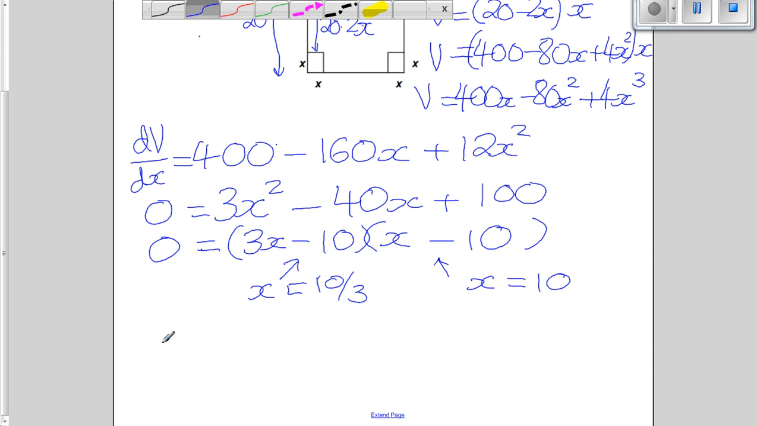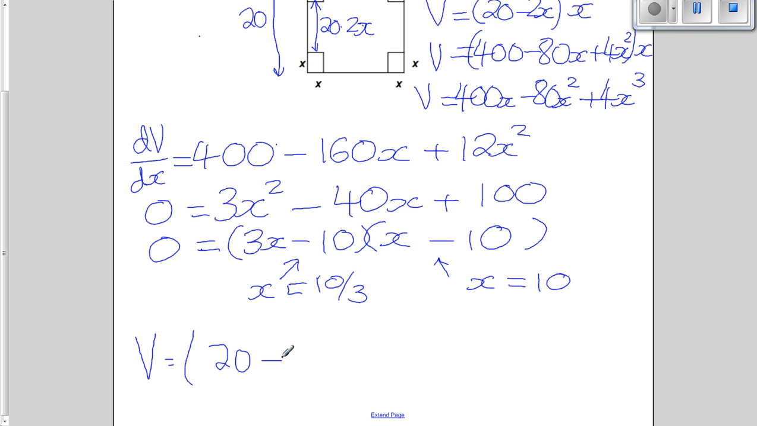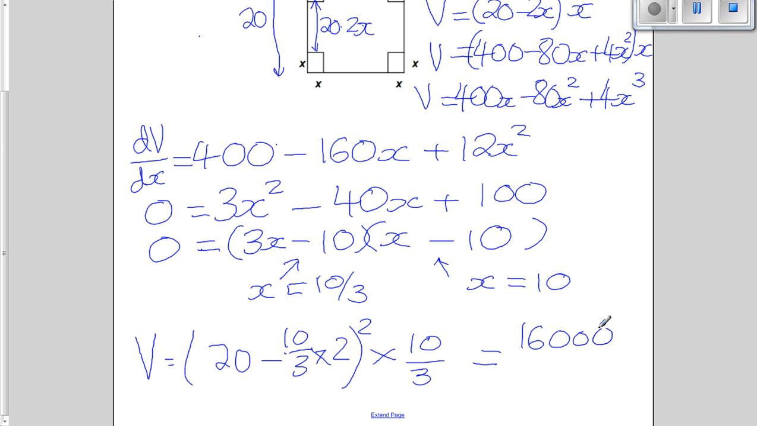Well, we then have to find out what the maximum volume is, and if you remember, the volume formula was this one up here. So we're going to do 20 take away 2 times 10 over 3, squared, times by 10 over 3. Bit of fraction work to play with. You can try and work it all out, but it turns out to be 16,000 over 27 centimeters cubed. And yes, you can do that without a calculator.